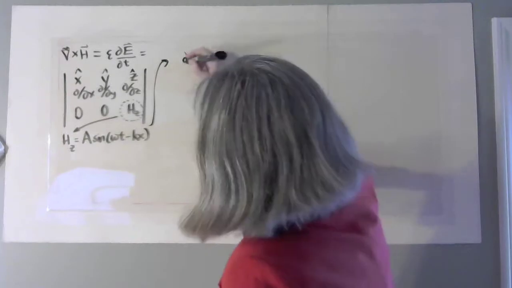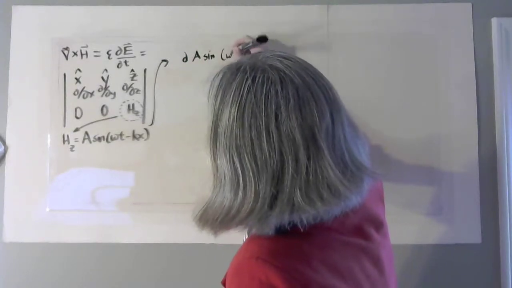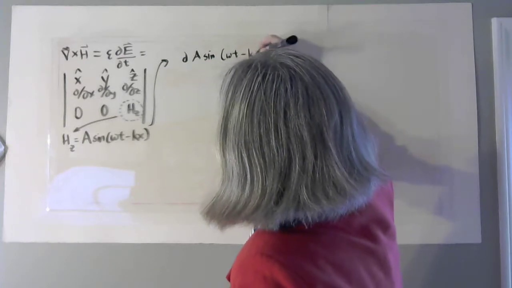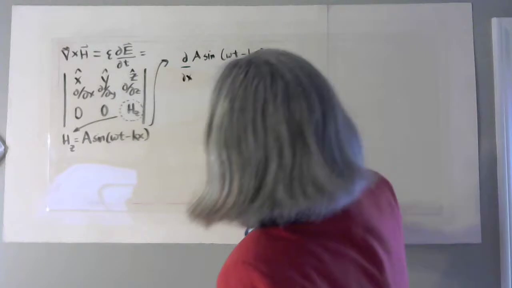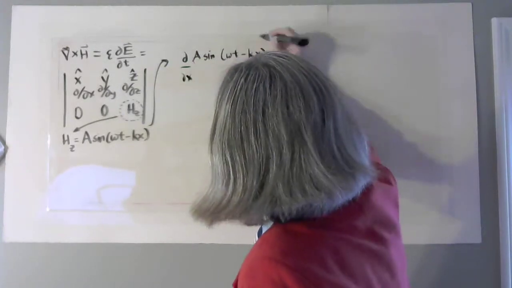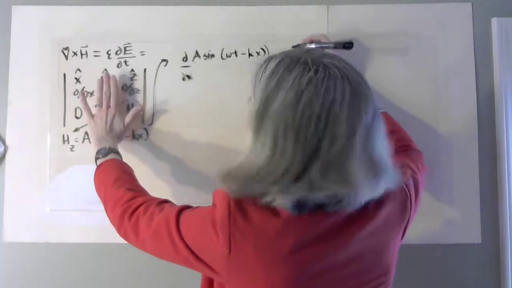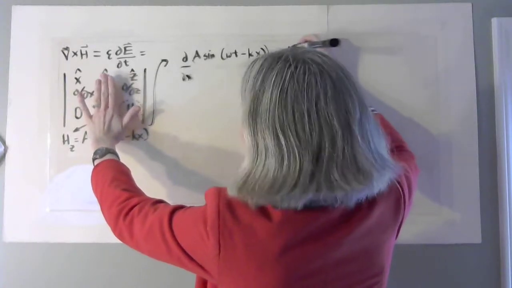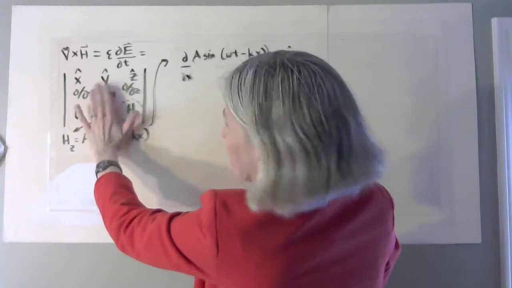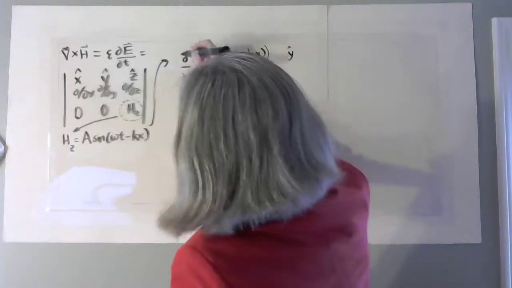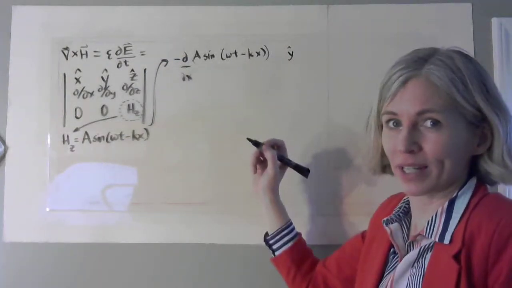d/dx of A sine(omega t minus kx). Okay, so I'm looking at this one, and it's going to be along the y direction. Since you do the y component backwards, we got a minus sign on it. Okay, and there's something that we can actually do math on.